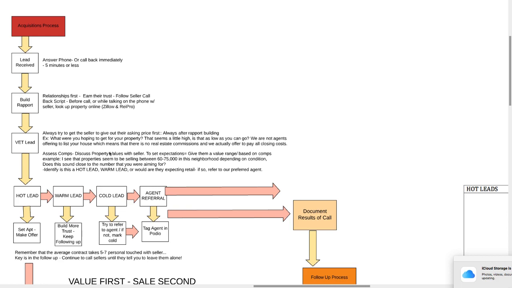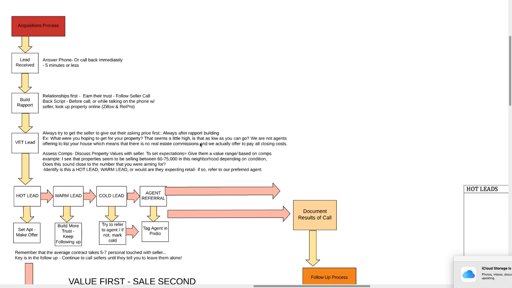So as we are in the process of building rapport and vetting the lead, we're going to be on the computer looking at comps, right? So we're asking them, what are you hoping to get for the property? If they tell you the price, it seems like it might be a little bit high, following the script, right? Is that as low as you can go? Is that the lowest price that you'd be able to take?